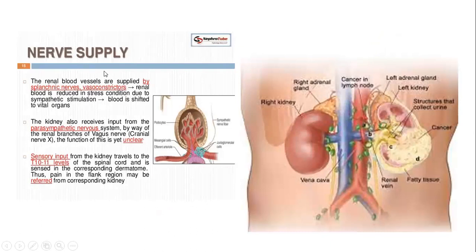Nerve supply of the kidney is through the splanchnic nerves, which are responsible for the vasoconstriction of the renal blood vessels. The kidneys also receive parasympathetic input through the vagus nerve, and the sensory input from the kidneys travels to the 10th and 11th spinal cord segments.